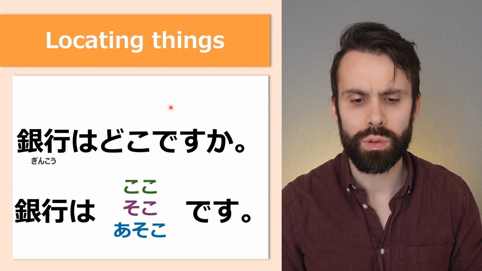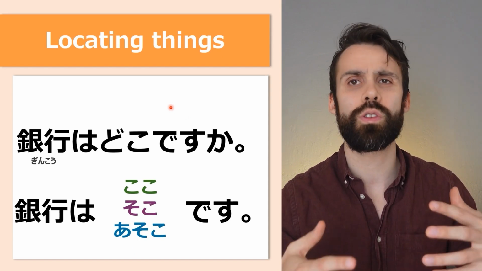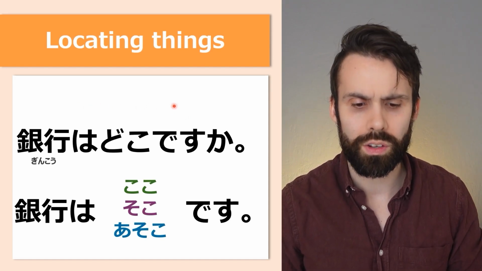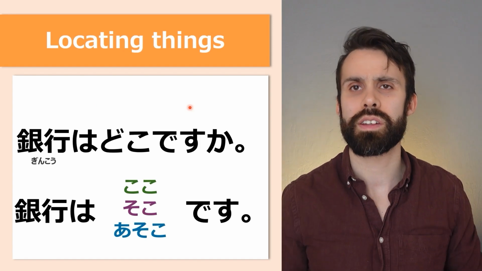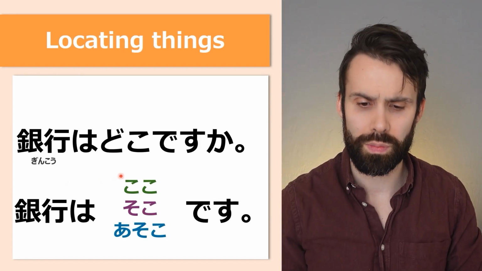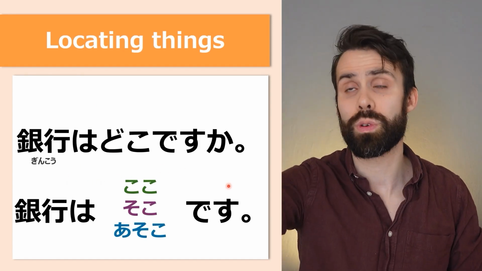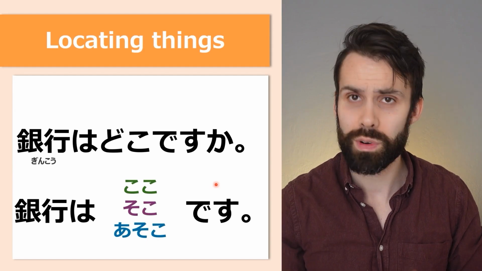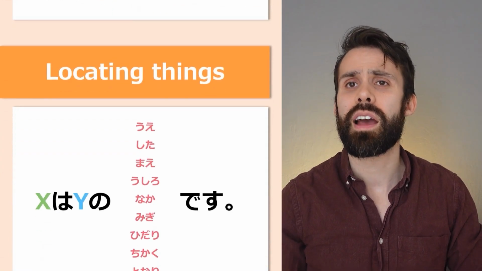So ginko wa doko desu ka? We know this. Where is the bank? Ginko wa doko desu ka? Ginko wa koko desu. The bank is here. Ginko wa soko desu. It's next to the person I'm talking to. Ginko wa asoko desu. It's somewhere in the distance. We already know this. But now we have this as well.